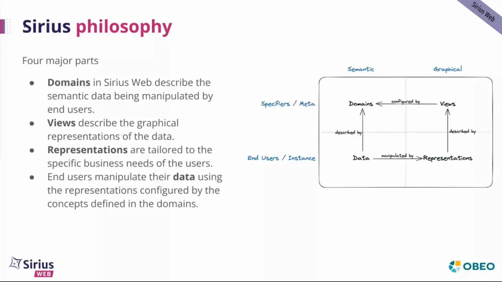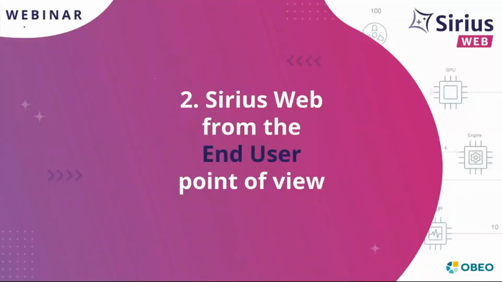So, Sirius Web can thus be described with 4 major parts. The semantic data manipulated by the end users are thus described by the domains, while the graphical representations are described by the views. Since the representations are tailor-made for the business of the users, they are configured by the concepts defined in the domains. End users can thus manipulate their data with the representations. So let's clarify all this and let's now proceed with the Sirius Web from the perspective of the end users.